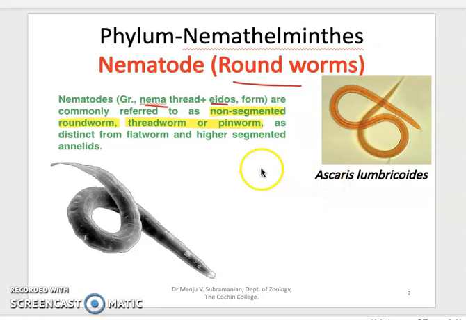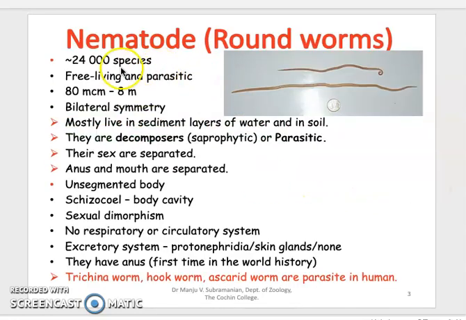And these are the pictures of a few roundworms. This is a scanning electron microscopic image of a roundworm, and this is a picture of the common roundworm, Ascaris lumbricoides. There are approximately 24,000 different species of roundworms. They are free-living and parasitic forms. Their length reaches up to 8 meters in certain roundworms, and it can be as small as 80 centimeters also. They are bilaterally symmetrical organisms.